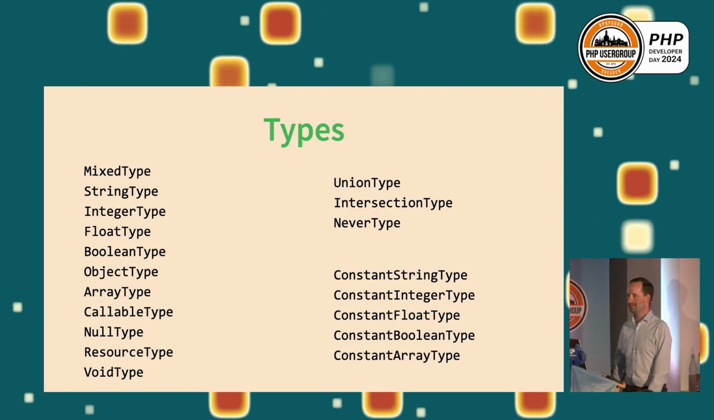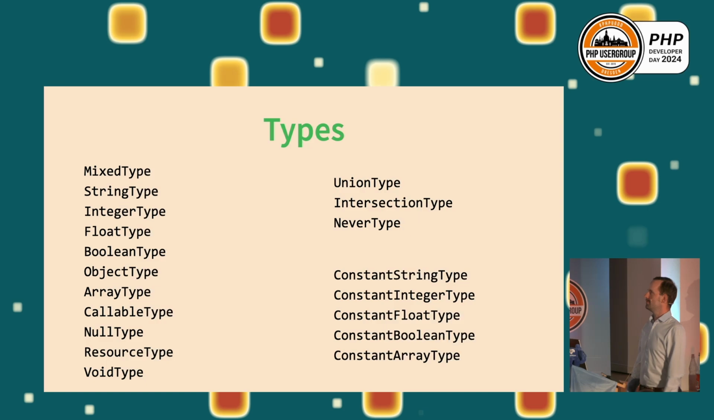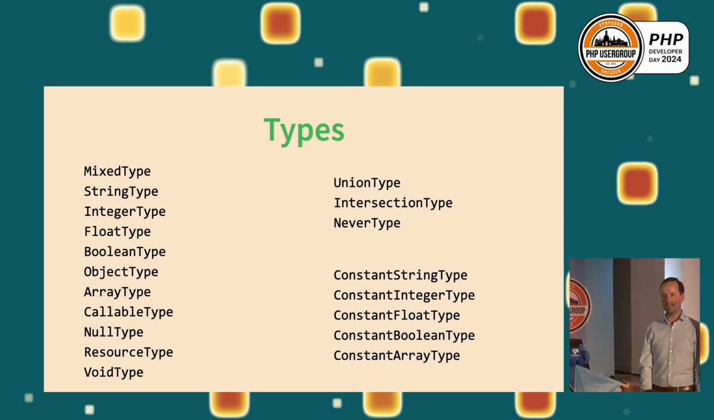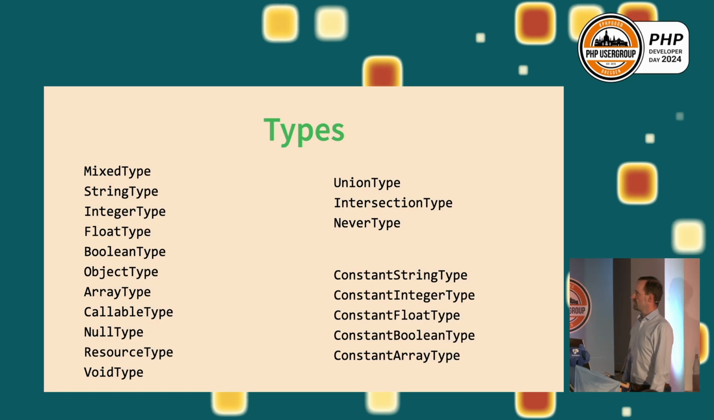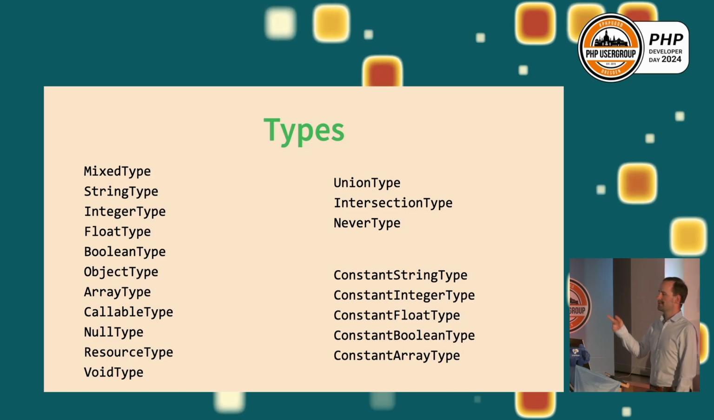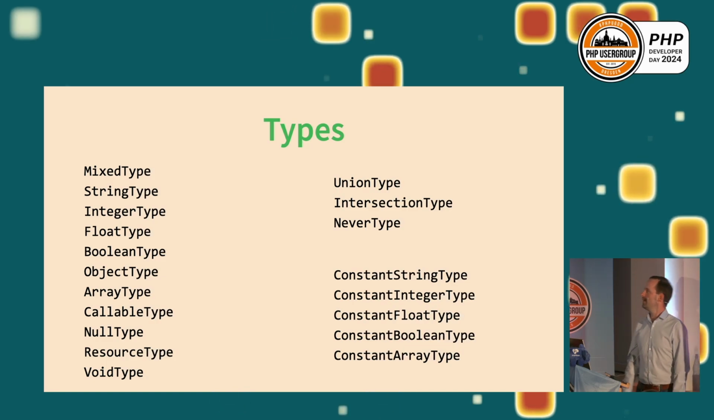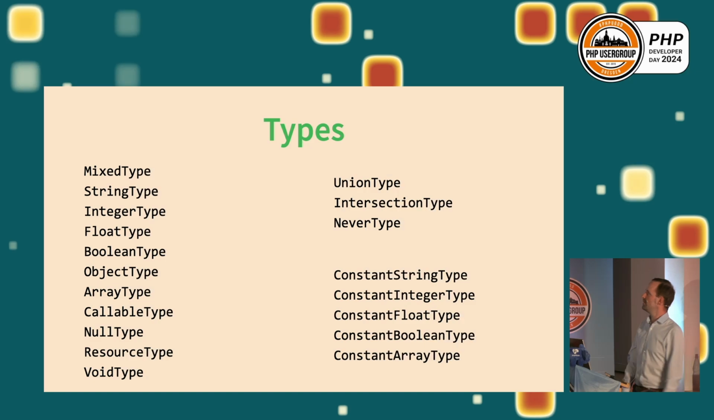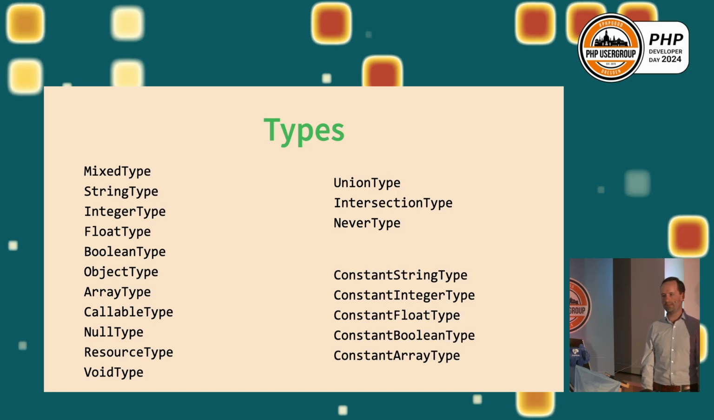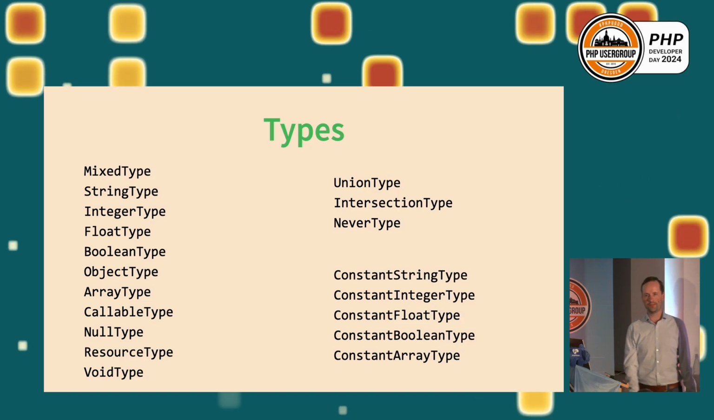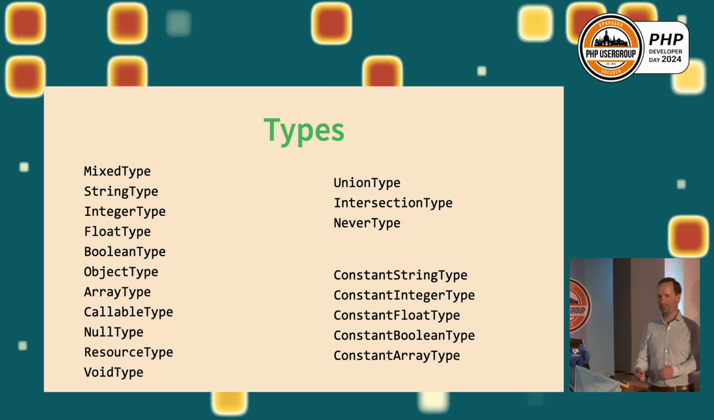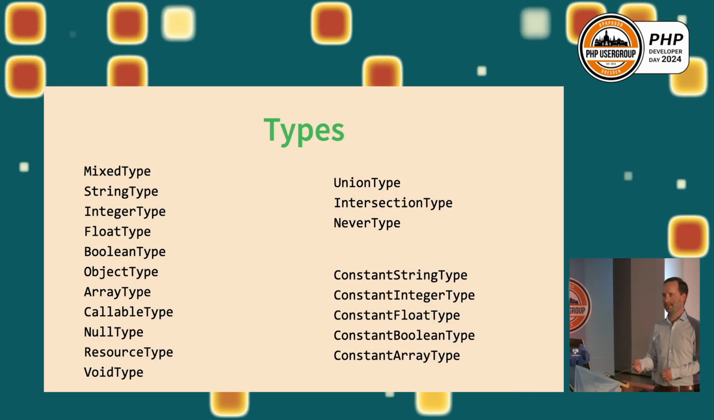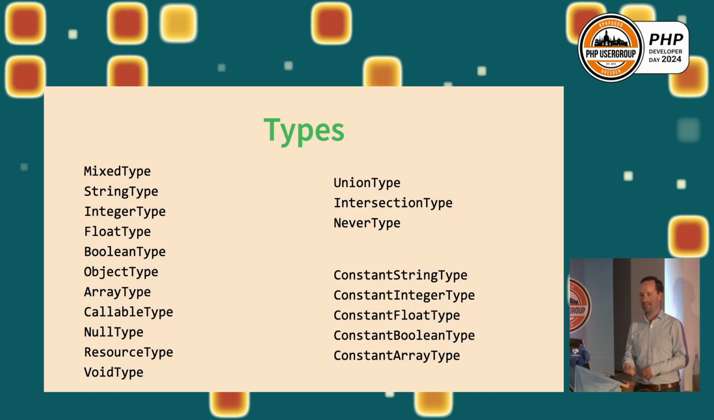So again, these look familiar, right? These are all the possible types that you can encounter in your PHP code. Mixed, string, integer, float, right? On the right side, there are some special ones. So union and intersections, these are also in PHP. And the never type is a bottom type. It's a type that's basically empty, an empty intersection that doesn't contain any type.